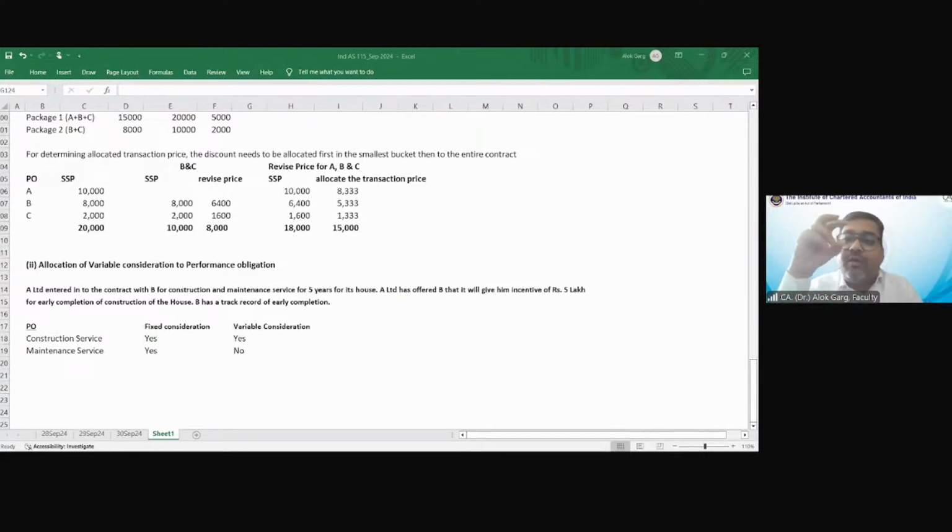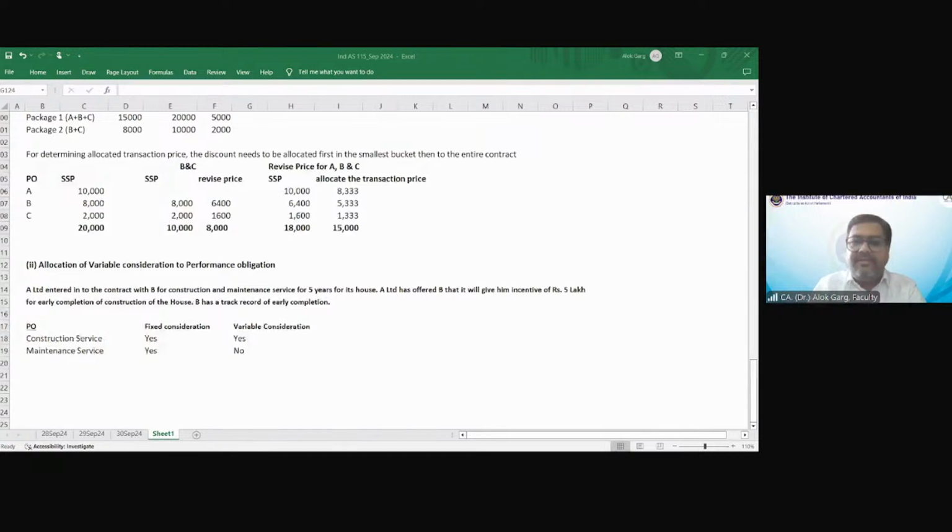We will allocate this variable consideration only to those performance obligations to which it is related. It is not related to maintenance, so we will not do that. So the time of recognition will be impacted in that case. Is that clear?